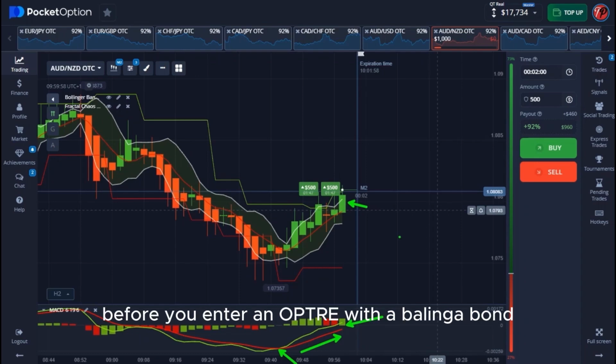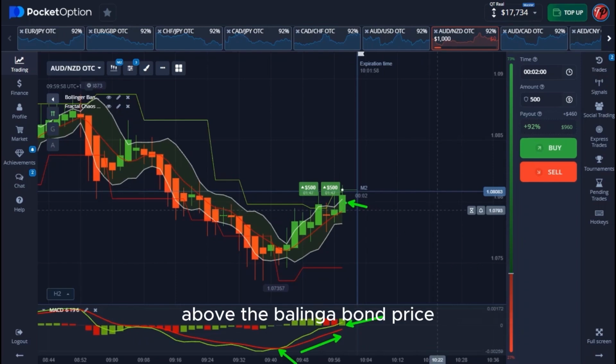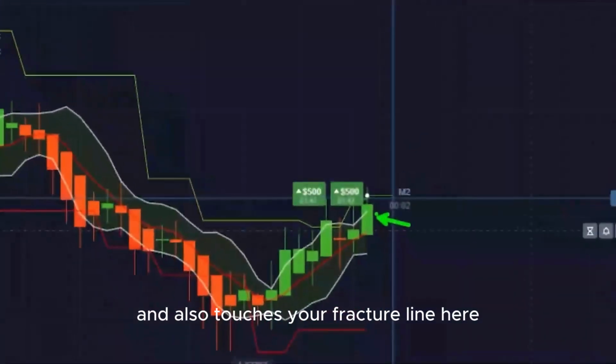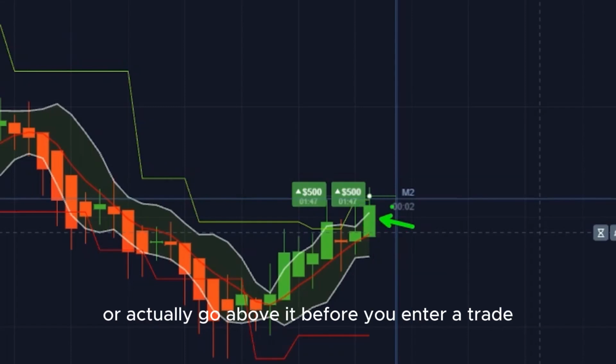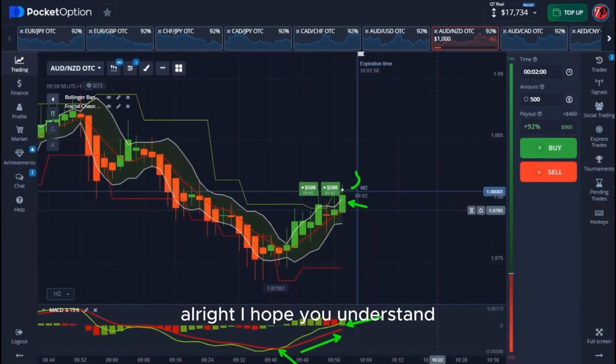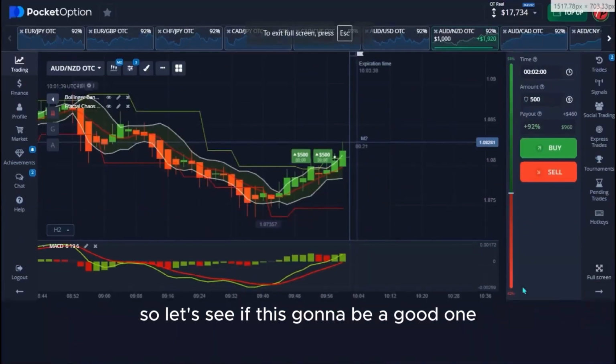All right, so with your Bollinger Band and your Fractal, there's something you always need to look at before you enter an up trade. With your Bollinger Band, make sure that your candlestick has actually breached above the Bollinger Band. Your Fractal you're only using as a confirmation, so make sure the candlestick you're placing your trade on breaches above the upper line of the Bollinger Band and also touches your Fractal line here. As you can see right here, this candlestick touches this line. Before I enter the trade, make sure that it touches it or actually goes above it. I hope you understand. You can see this is the line right here and my candlestick actually breaches above it. All right, so let's see if this is going to be a good one.